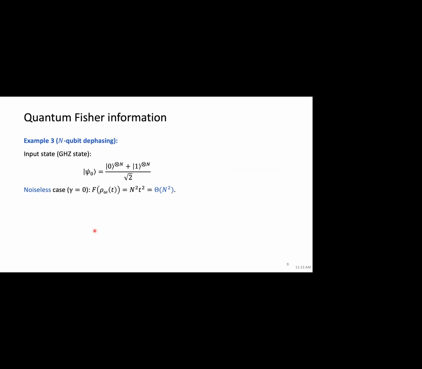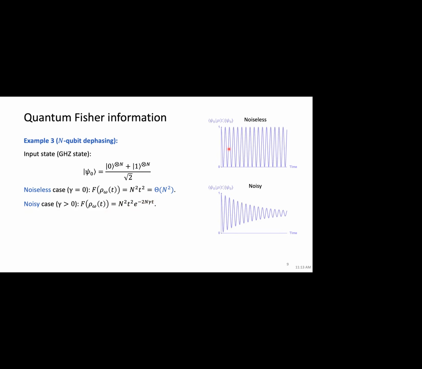So that's the one qubit case, and we can also have the n qubit case. For example, if the input state is a GHZ state, then in the noiseless case, we could have Fisher information proportional to n squared. So basically, the Fisher information is going to be n squared times t squared. That's nice. But in the noisy case, we would have Fisher information n squared t squared with some exponentially decaying term. Moreover, we can see that the decaying constant is actually n times larger than previously.